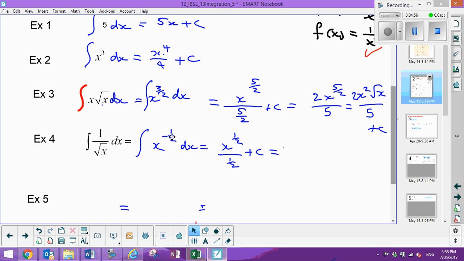Integrate that. So we add 1 to the power, makes plus a half. Divide by a half, plus c, and then do our tidying up. So we get divide by a half is the same as times 2, x to the half is root x.